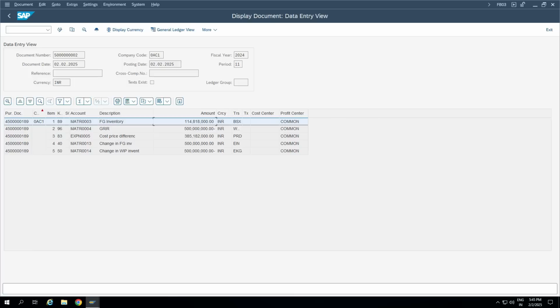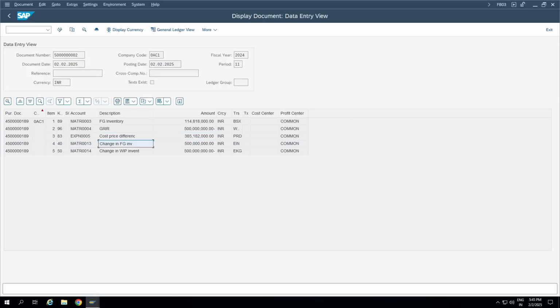and the finished goods inventory is valuated at the standard price. So unlike the goods receipt FI document in the case of a moving average price, where both the inventory and the GRIR are valuated at the value in the purchase order, in case of a standard price, only the GRIR account is taking the value from the purchase order, whereas the inventory GL account is posted at the standard price. That means the inventory value is not changing. Whatever is the difference between these two is going on to a cost price difference, which is a price difference or a purchase price variance GL account.